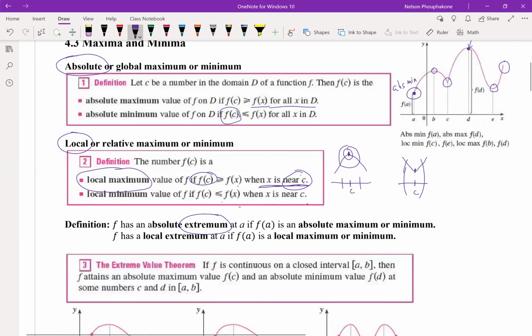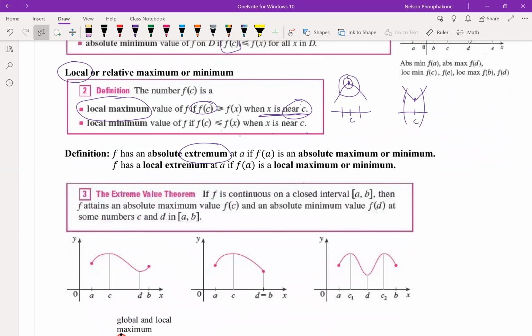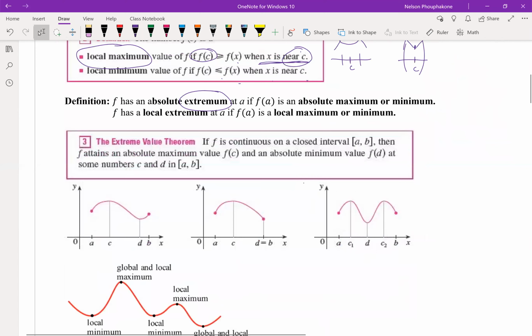And now, let us look at the extreme value theorem. If f is continuous on the closed interval [a, b], then f attains an absolute maximum value f of c and an absolute minimum value f of d at some numbers c and d in [a, b]. Okay. So what does this mean?